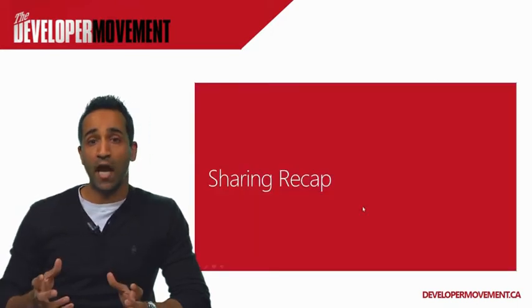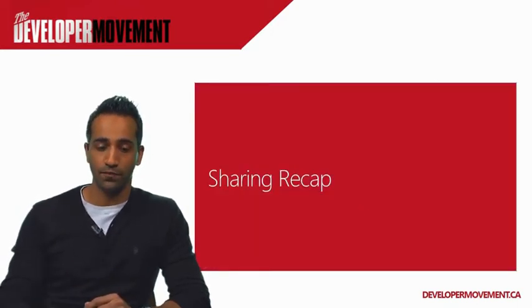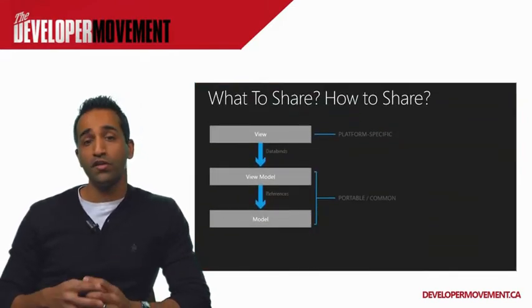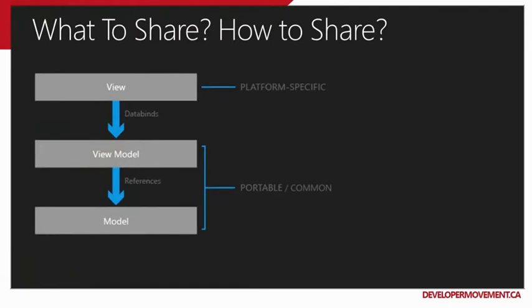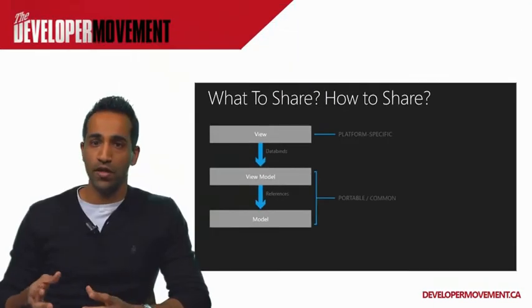So let's take a quick recap of what we've covered today. What to share and how to share. Again, the view should really be platform specific. Take advantage of the device. Take advantage of the form factor. Now the view data binds to the view model. The view model is a specialization of the model, and that references the model. So we've got that portable and common code in the view model and the model.